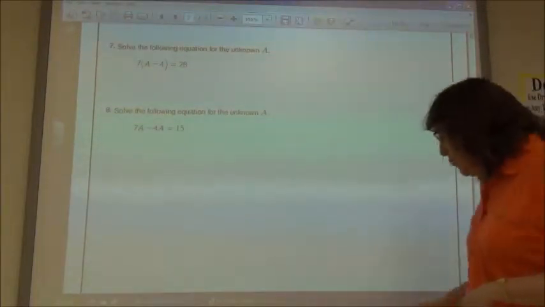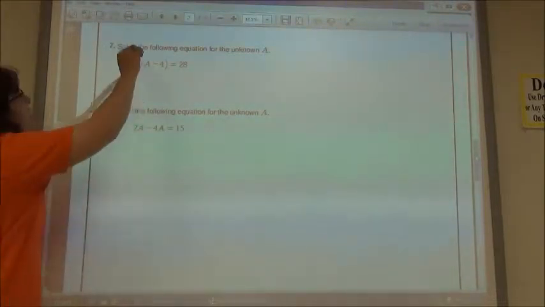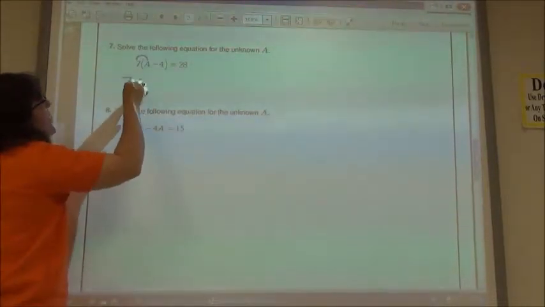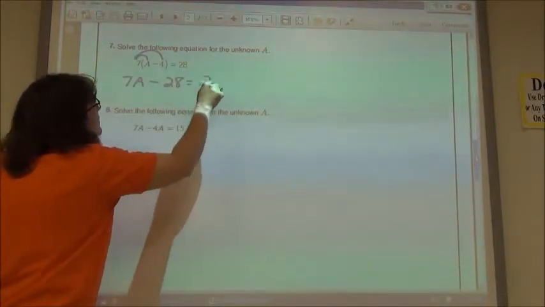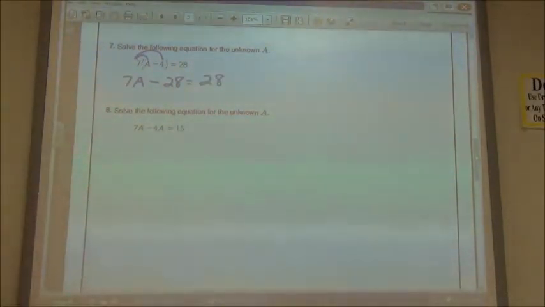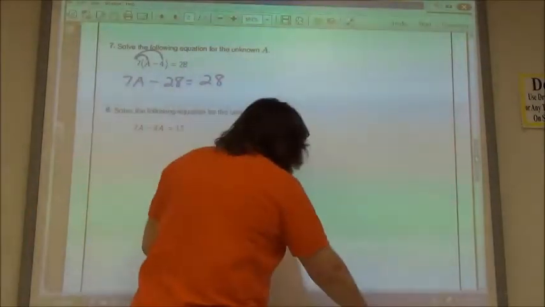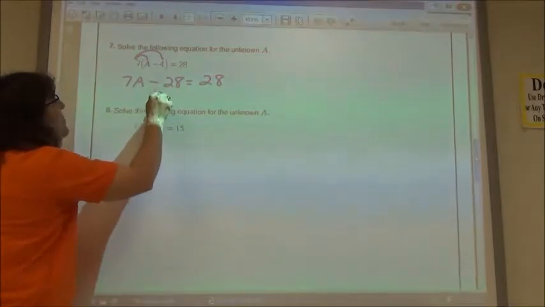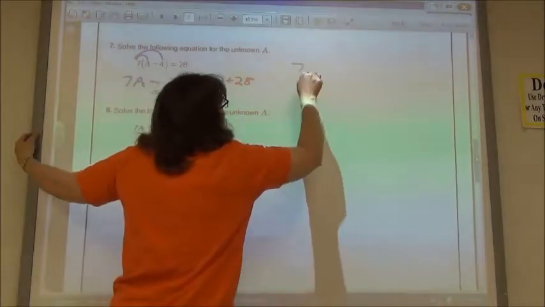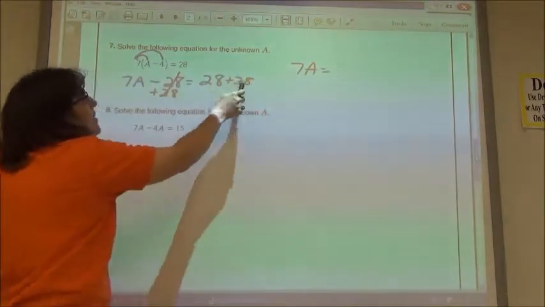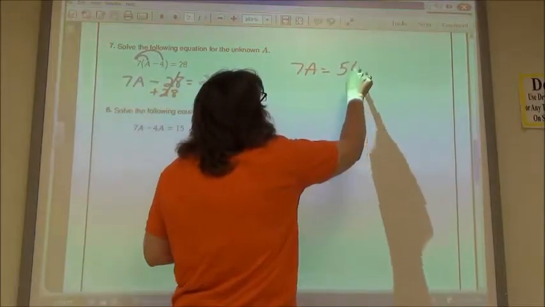Number 7, again we're going to solve this one. We're going to use our distributive property since it has parentheses. So 7 times a would be 7a minus 7 times 4 is 28. Again, I want to solve that. Since this is subtracting, I have to move it to the other side by adding. So I'm going to add my 28 to cancel that out. 7a is going to equal 28 plus 28. 28 plus 28 would be 56.